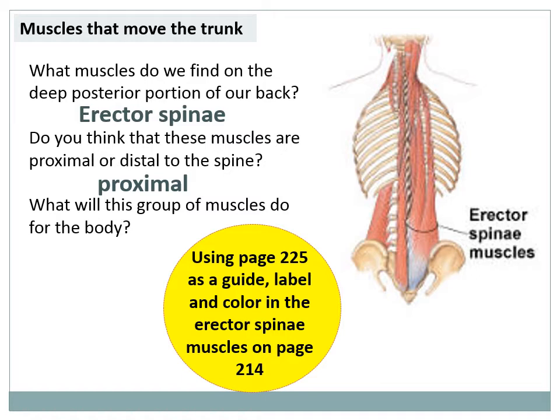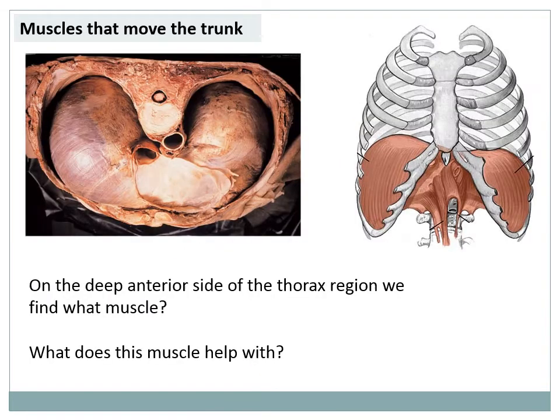So thinking about an erector spinae, thinking about what erector means and what erect means, what will this group of muscles do for the body? Well, they're going to make you sit up straight. So it's going to help you with posture. So this group of muscles helps you with posture because erector spinae literally means a straight back. All right, so a straight back. So if you would like to label in color, go ahead and do that. That would be available on page 214 of your workbook.